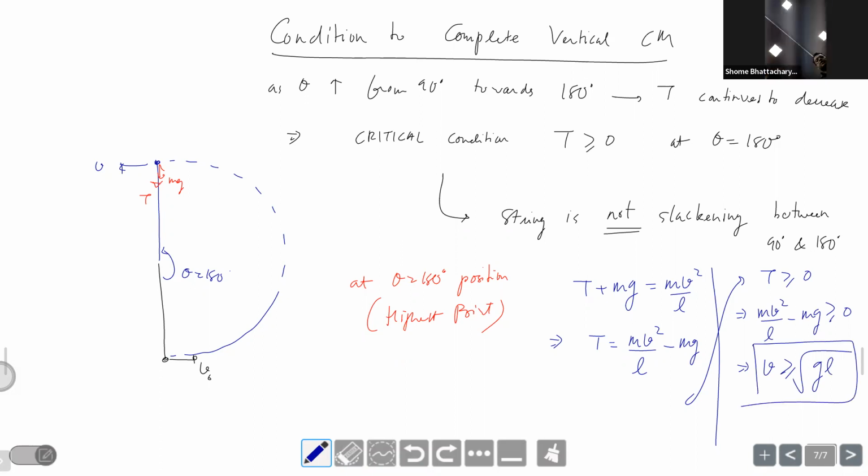This gives us a very critical condition. That is, if a particle is completing this vertical circular motion, then it should reach the highest point with a speed which is greater than or equal to root gL. If its speed is just about equal to root gL at that point, the tension is just about equal to 0. If it's greater than root gL, then the tension is greater than 0. So this is the condition on V at the highest point. Now we can use work energy and back calculate what is the condition on V naught.